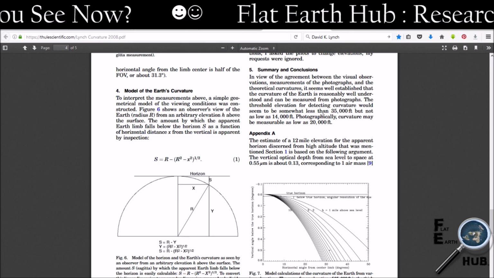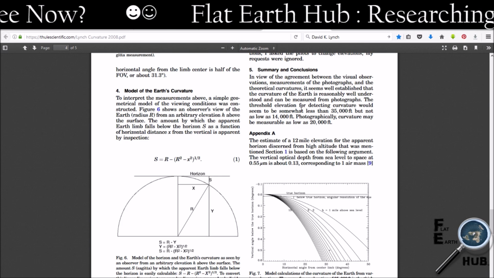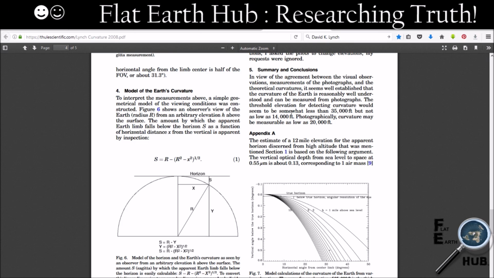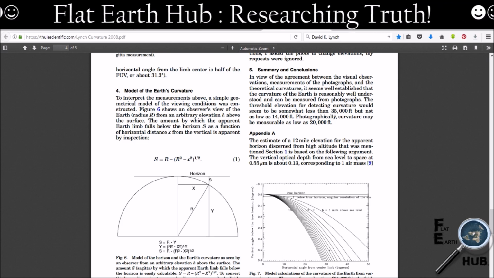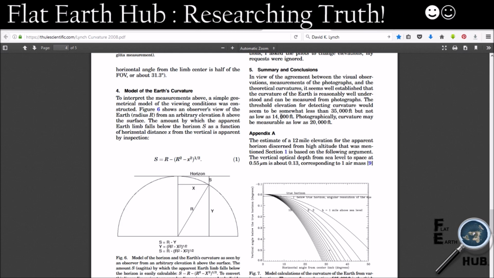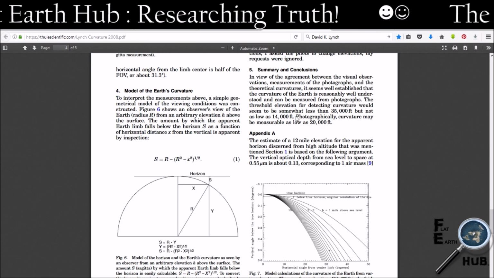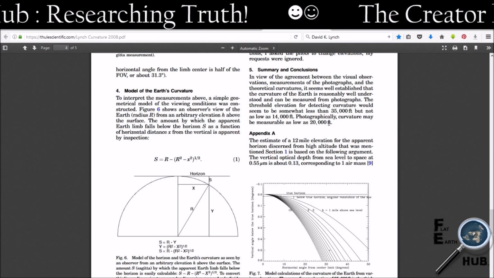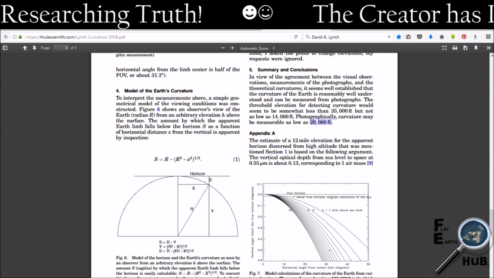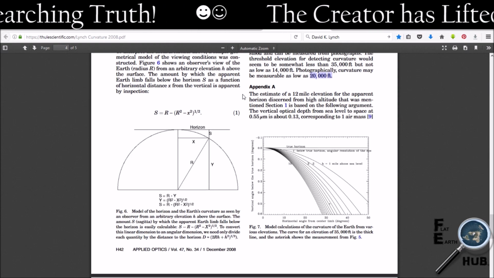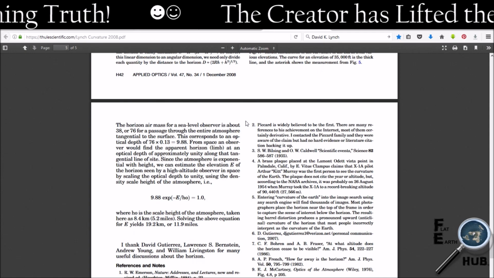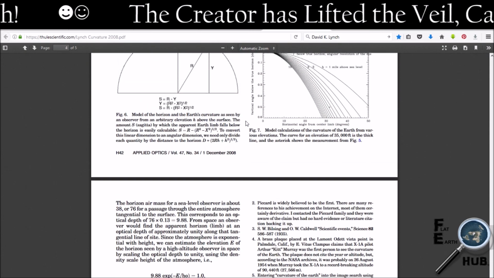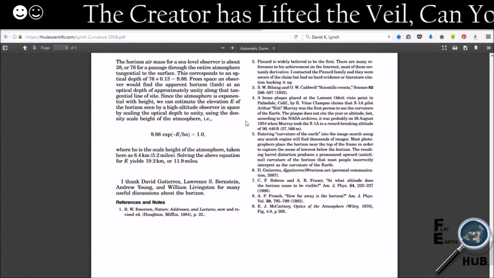And again, I say the threshold elevation for detecting curvature would seem to be somewhat less than 35,000 feet, but not as low as 14,000 feet. So photographically, curvature may be measurable as low as 20,000 feet. Crazy, eh? So we're getting some measurements here that we can use that are documented by a scientist who submitted this paper for review and it was accepted by the American Optics Society at the time.